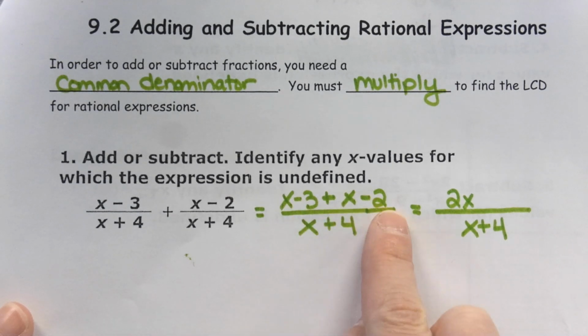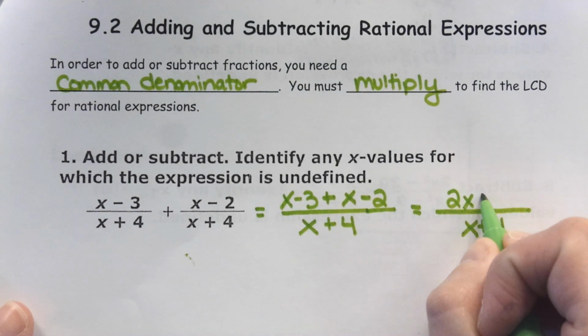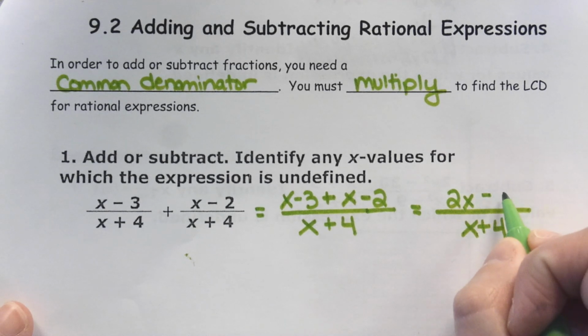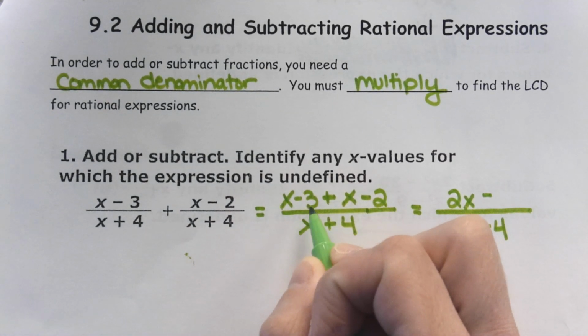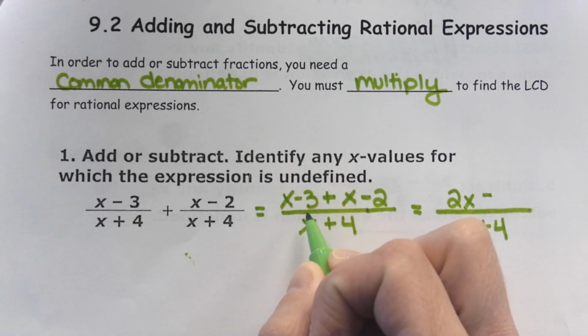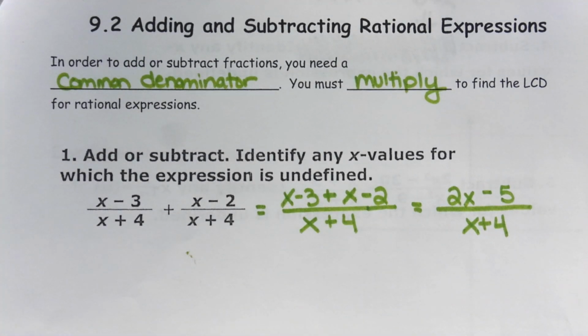Minus 3 minus 2 more gives me minus what? 5. So if somebody borrows $3 and then they come back and they're like, oh, I need 2 more, yeah, they borrowed 5 from you total. So this would be our answer.